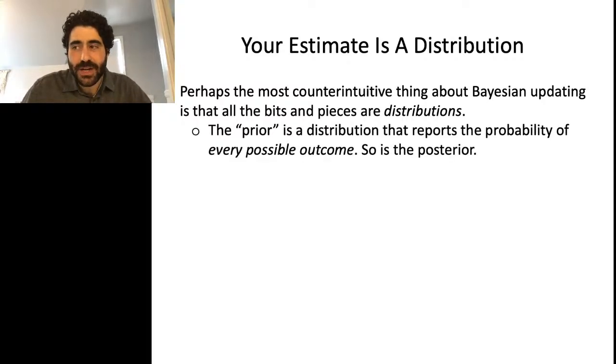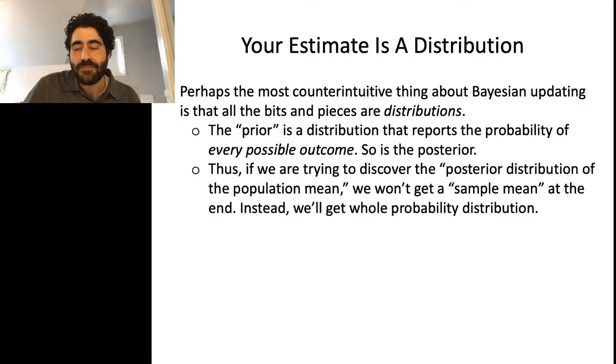So our prior starts out as a distribution that reports the probability of every possible state of the world, and so does the posterior. And so what we're going to get out at the end here is not a single value. We're going to get out a whole distribution over values. And this is a good thing, right? This is sort of like a confidence interval. The interpretation is maybe slightly different than a frequentist confidence interval. But right, we're going to end up with this distribution over how probable we think it is that the population parameter has all of these possible values.